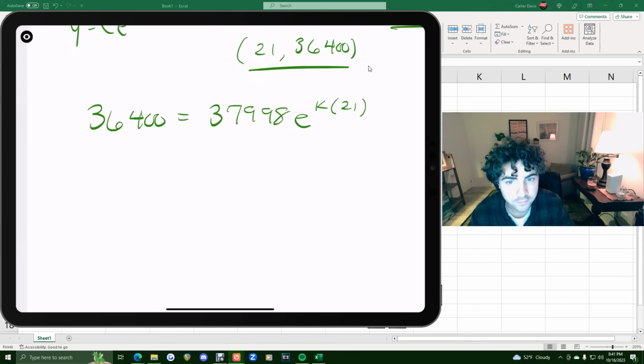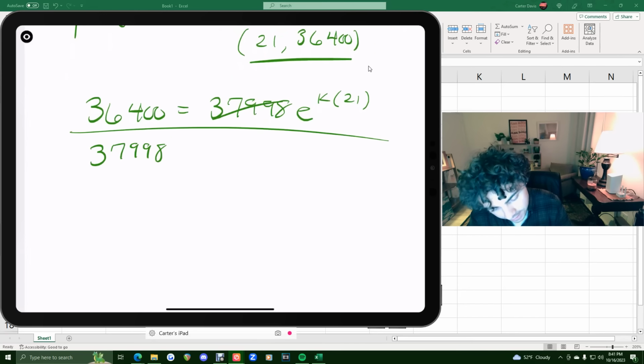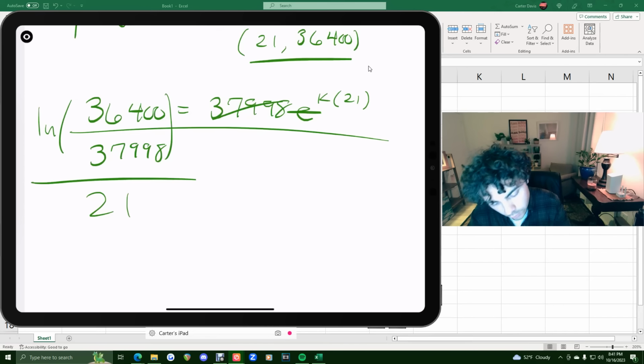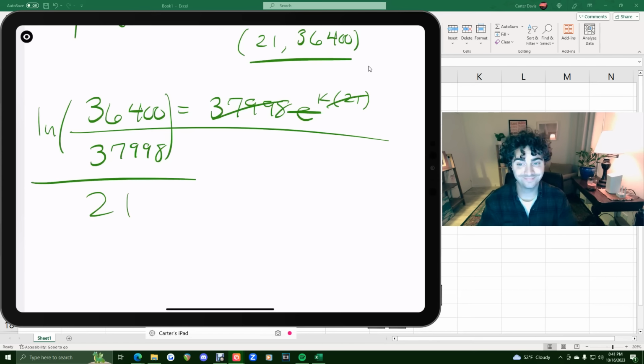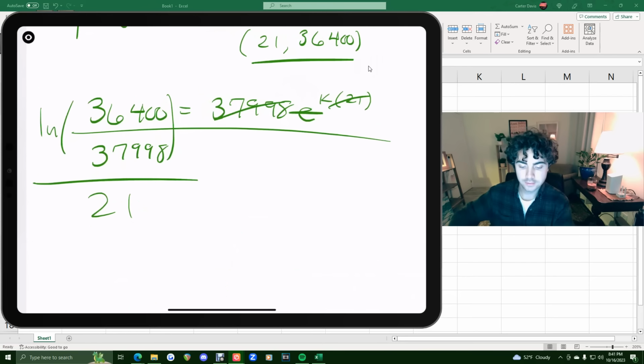We are solving for k. So we're going to divide by 37,998, take the natural log of both sides to get rid of the e, and then divide by 21. See how all that worked? It's pretty fast, right? Let's give this a go.